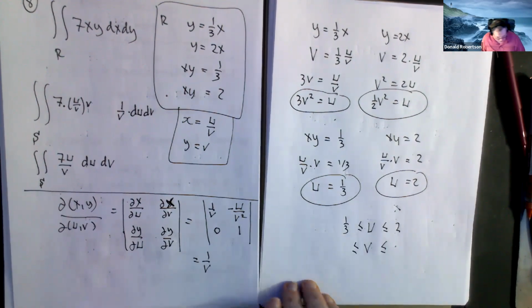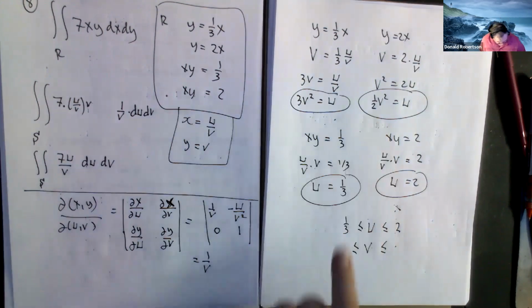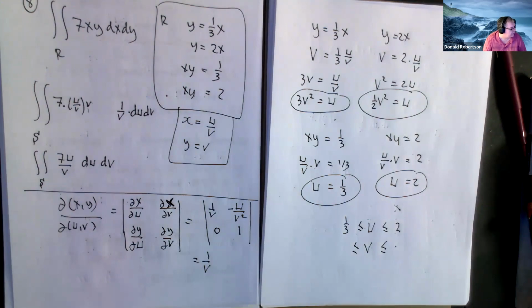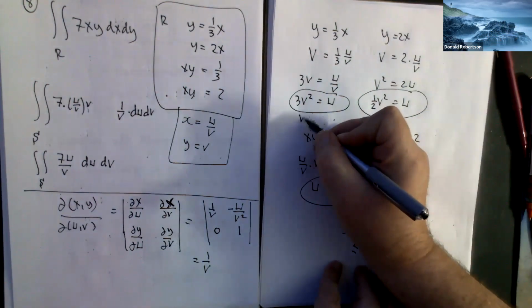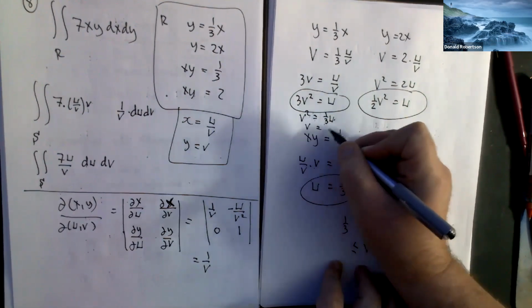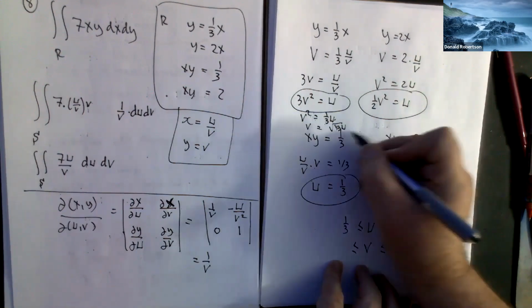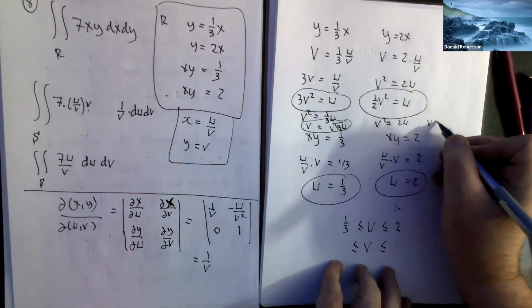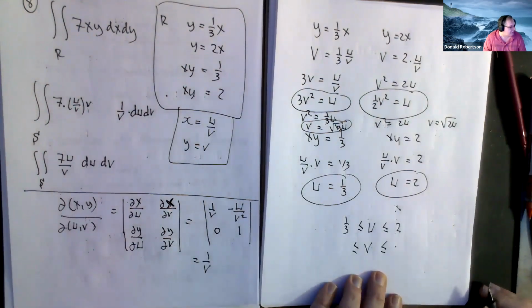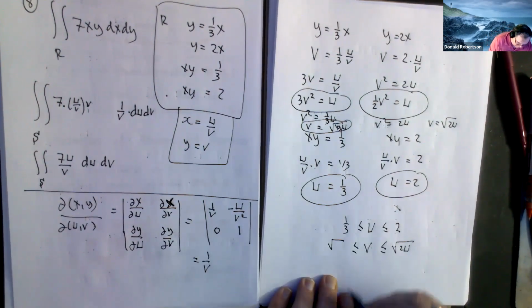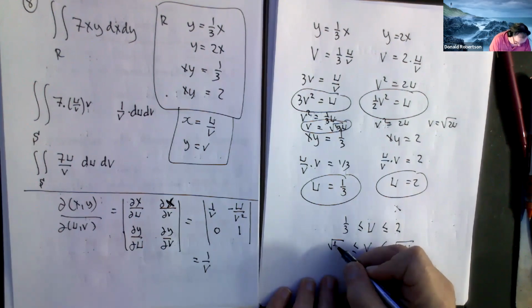And v is going to go from, oh darn it, I do need some square roots. v squared is 1/3 u, so v is the square root of 1/3 u. Yikes, I don't like that, but I need it. And v squared is 2u, so v is the square root of 2u. Oh, that is ugly. Okay, square root of 2u, square root of 1/3 u. There we go.